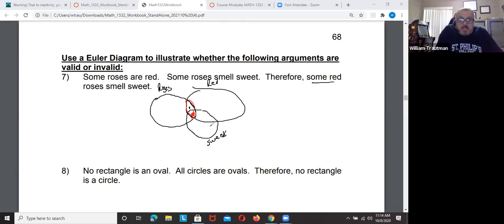I can draw the picture. You can try to draw it as many ways as you want. As long as you can draw one picture to disprove it, then the whole thing is disproved. But I can't draw it any other way. So I'm done. I think this is good. This is a valid statement.